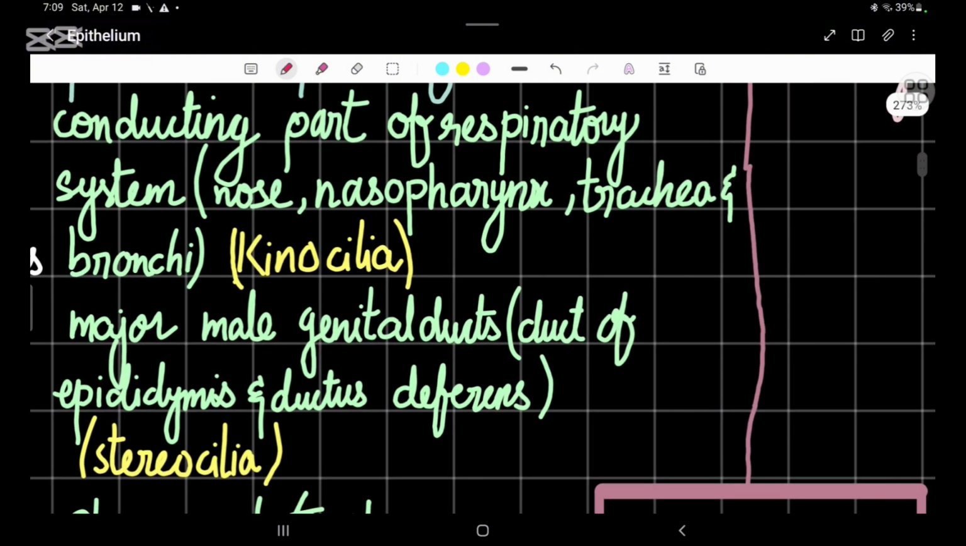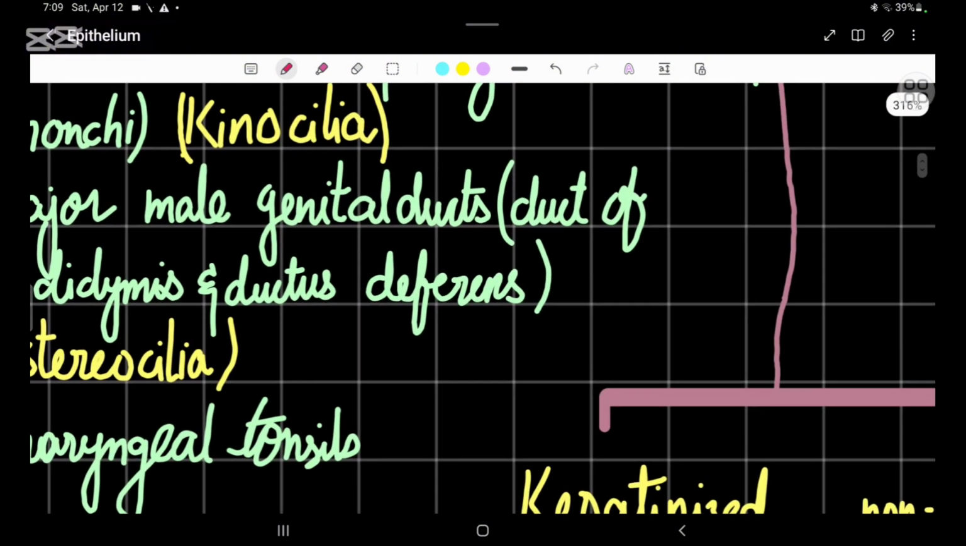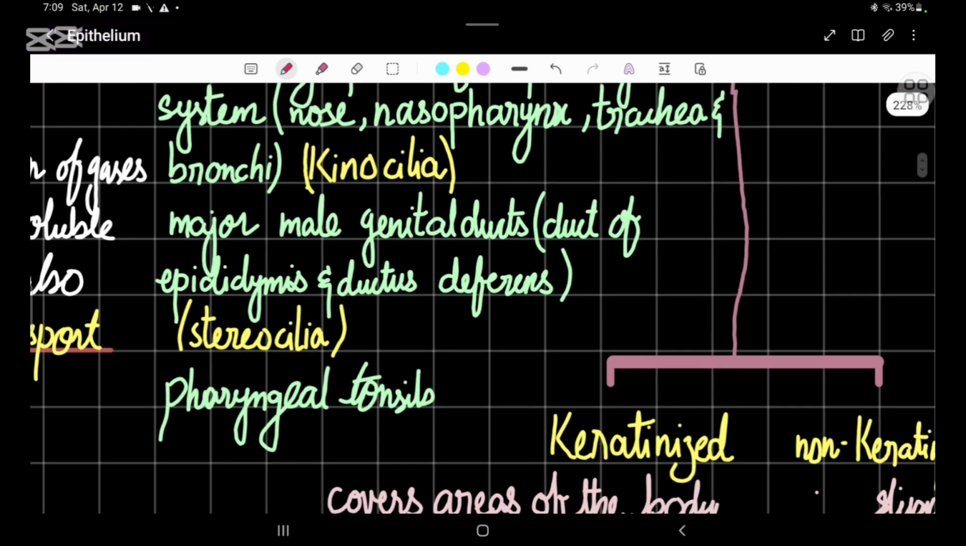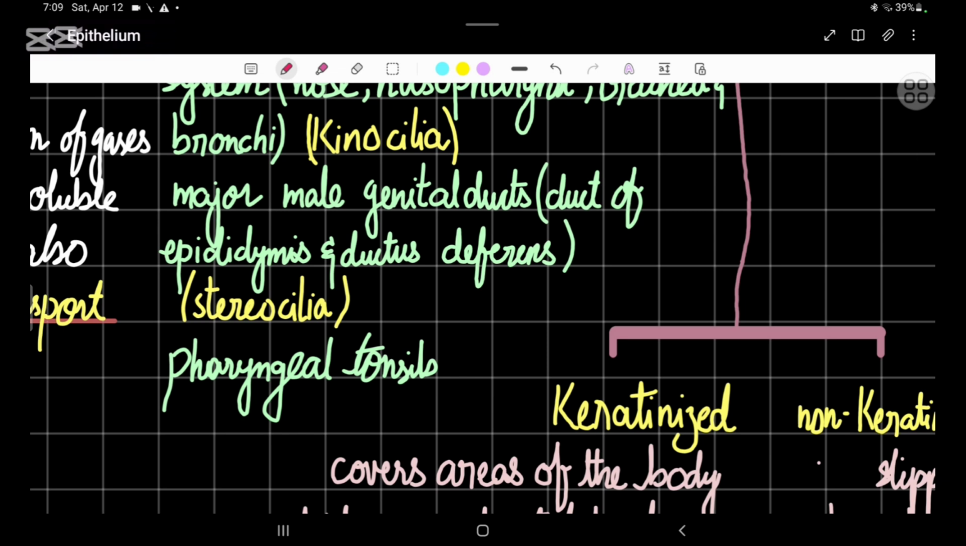So the conducting part includes the nose. Going through accordingly, externally you have the nose, then internally the nasopharynx, then the trachea, then the bronchi, and then the bronchi divide into bronchioles, but those are not included in the conducting part. Remember the fact: only the conducting part contains pseudostratified columnar epithelium. They are pseudostratified columnar cells only, because there are tall columnar cells present, which we also call apical cells.